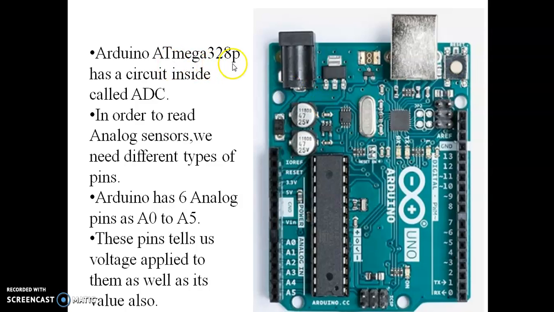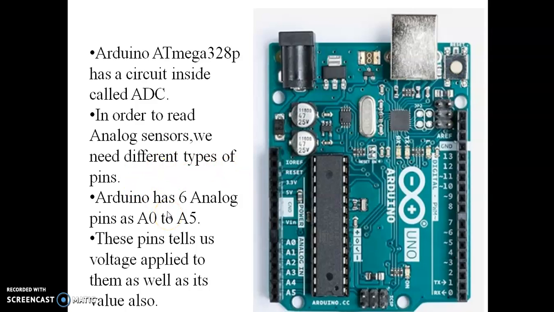Arduino Atmega 328P has a circuit inside which is called ADC, or in short, the analog to digital converter. Now we know that we use different analog sensors to measure some physical quantities such as pressure, temperature, or humidity. So in order to read the analog sensors, we need different types of pins.